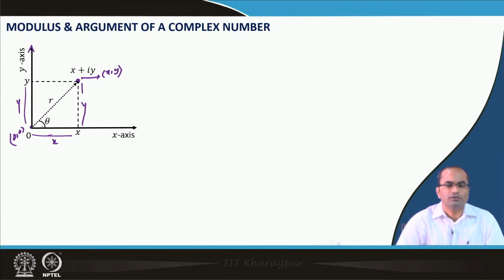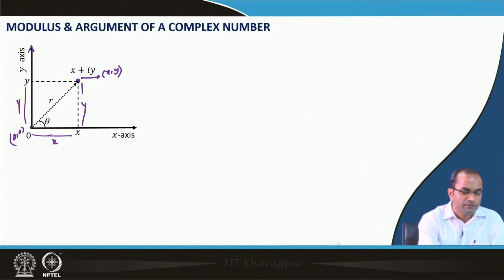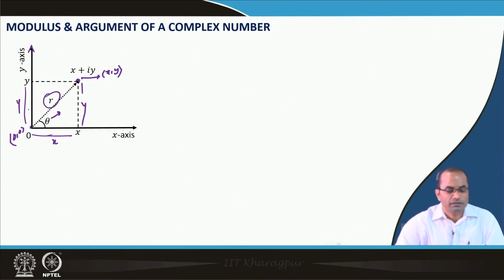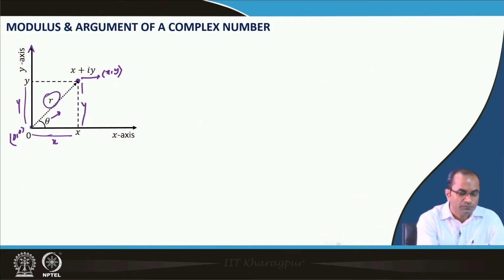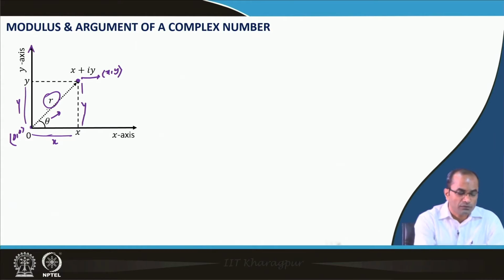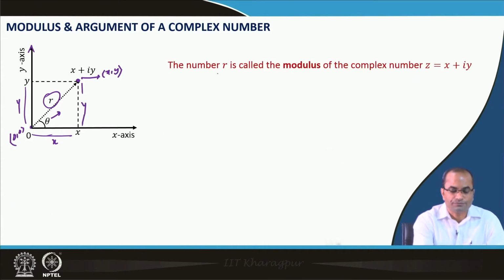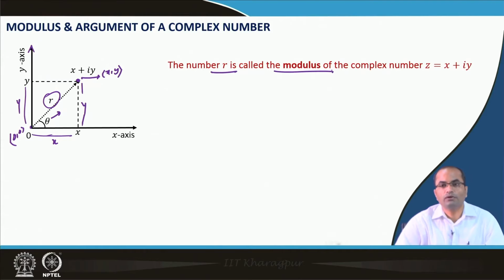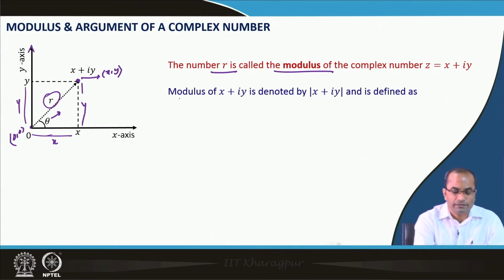Just recall how we characterize points in polar coordinates. Similarly, here this is theta, the angle from the x axis, and then we have this distance r. These are the two numbers with the help of which we can again define the given complex number. Now, this number r is called the modulus of the complex number.